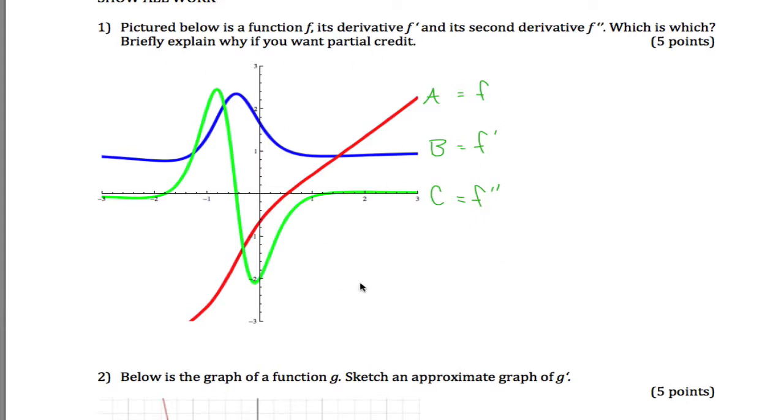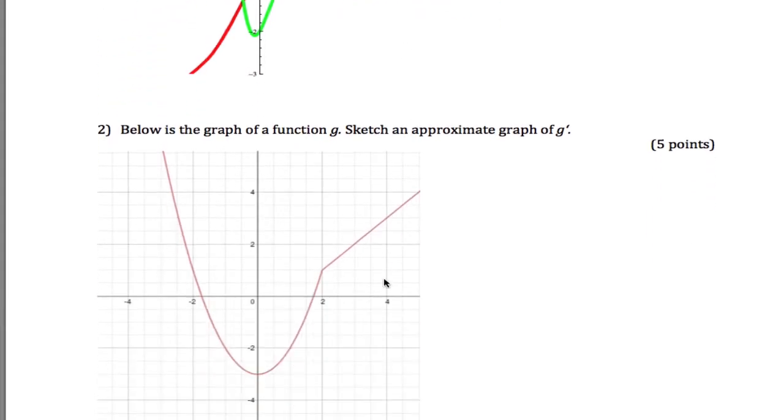I don't want partial credit, so I feel like I'm not going to write why these are.